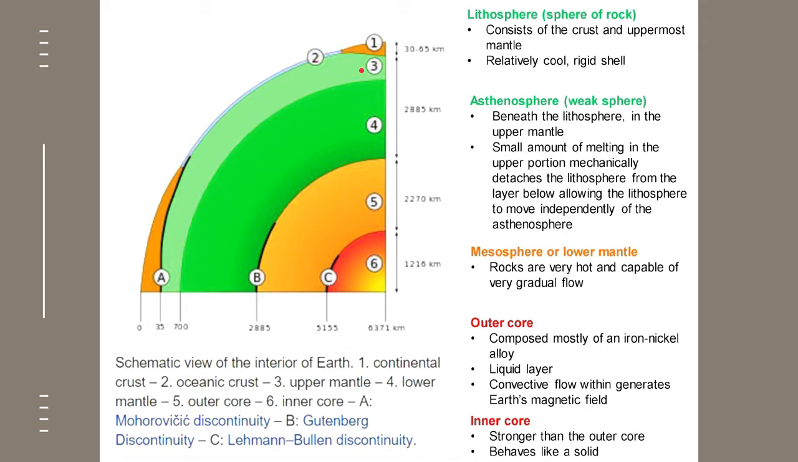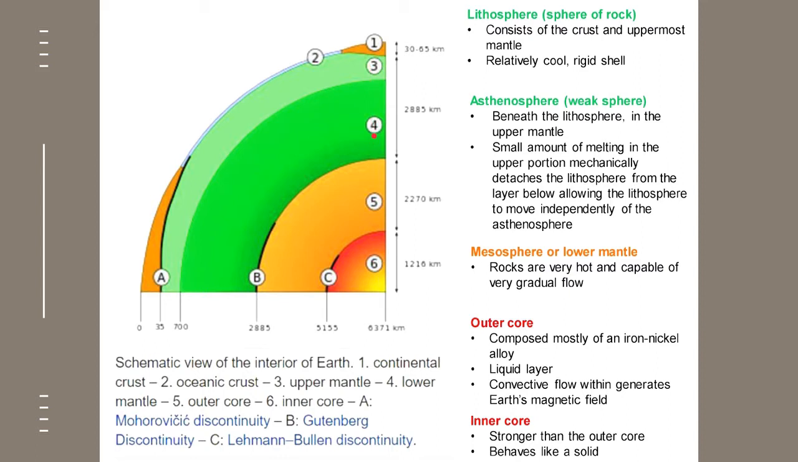Right beneath that is the upper mantle, your asthenosphere, which is beneath the lithosphere. Here, a small amount of melting in the upper portion mechanically detaches the lithosphere from the layer below, making the crust move independently. The asthenosphere is the reason why the plates are moving either towards, away from, or against each other.